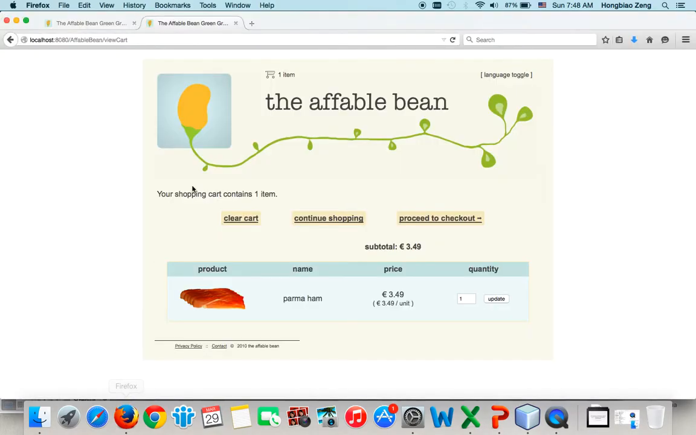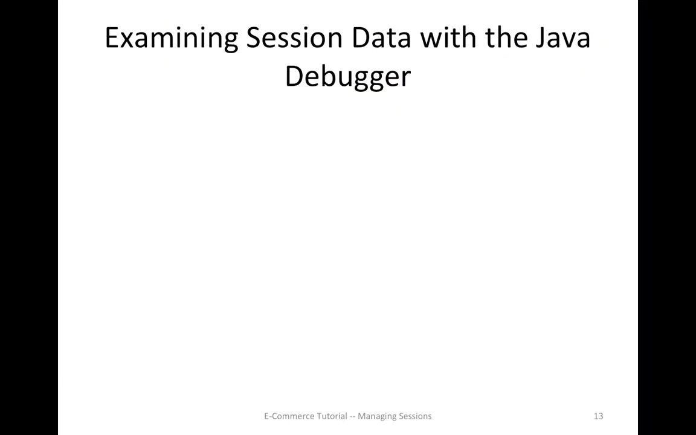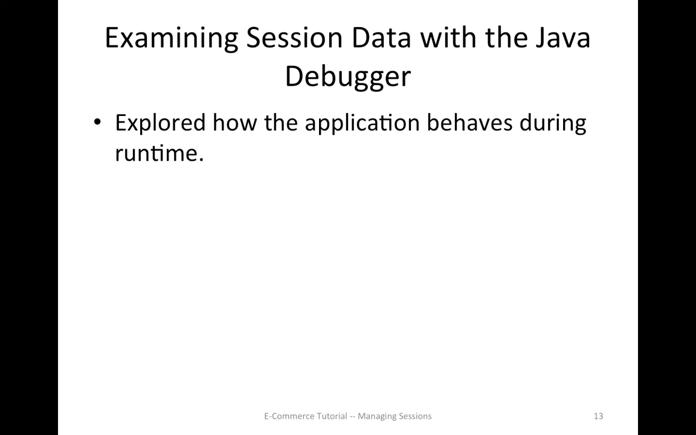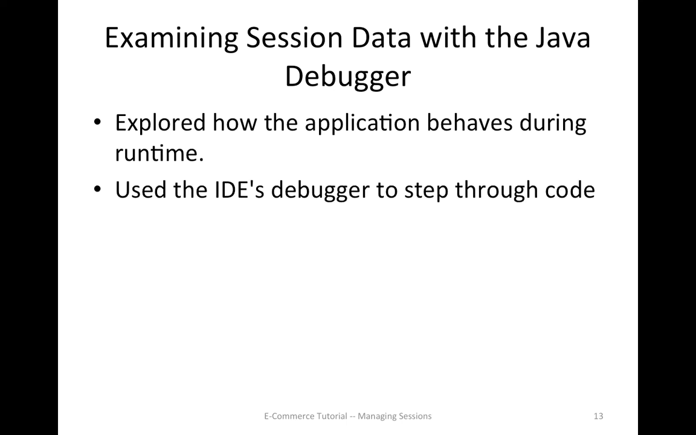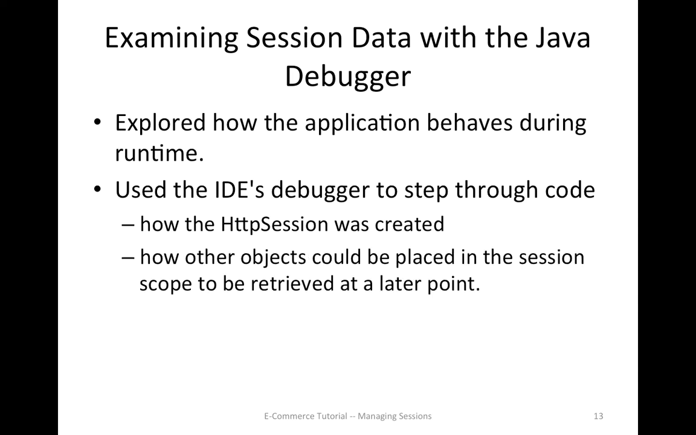Now, if you go back here, you say you have one item in your shopping cart and the subtotal is showing. So we just finished our task, examine session data with the Java debugger. We explored how the application behaves during running time. We used the IDE's debugger to step through the code. We found out how the HTTP session was created. We found out how other objects could be placed in the session scope to be retrieved at a later point.